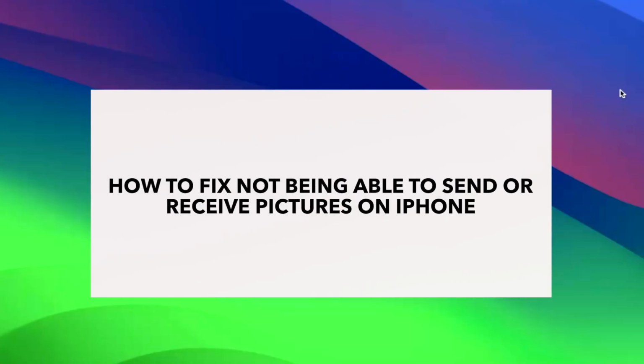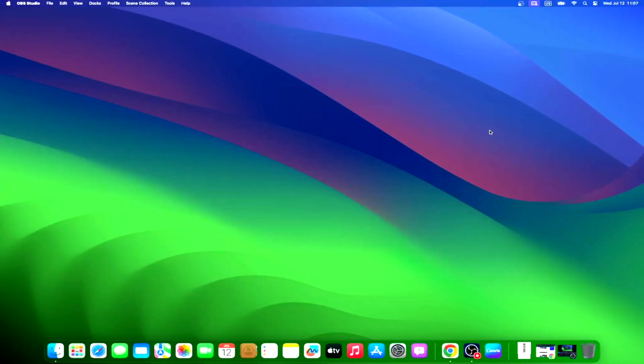After a day of taking beautiful pictures, you pick up your phone to share these precious memories with your loved ones. However, upon trying to send them, you are almost immediately met with an error message that reads, "Not delivered," with an exclamation mark. This issue is quite common among iPhone owners, and you've come to the right place. In this video, I will explain how to fix not being able to send or receive pictures on iPhone.